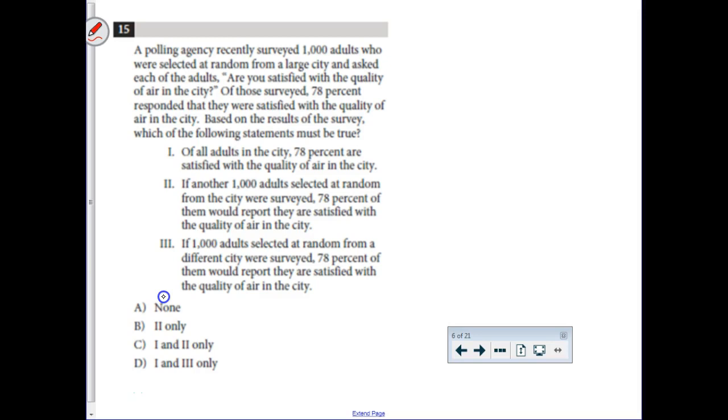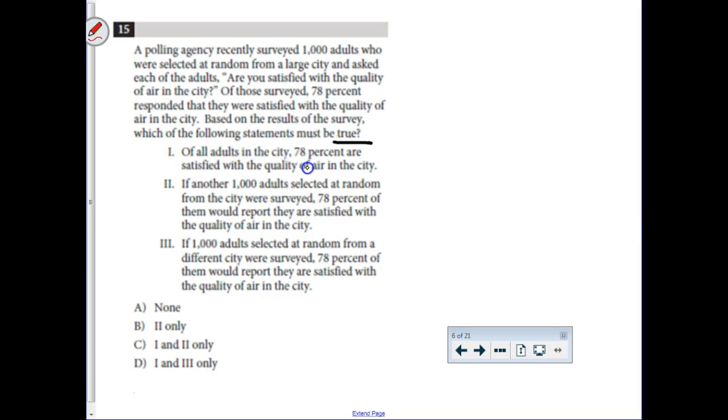So we have a polling agency who surveyed 1,000 adults who were selected at random from a large city and asked each adult, are you satisfied with the air in the city? So what do these people all have in common? They live in the city. That's it. That's all we got. Of those surveyed, 78% responded that they were satisfied with the quality of the air. So which of these is true? Now be careful. There's one coming up on this worksheet where it says which of the following is false. They just randomly sneak that in there, so make sure you're looking for true this time.